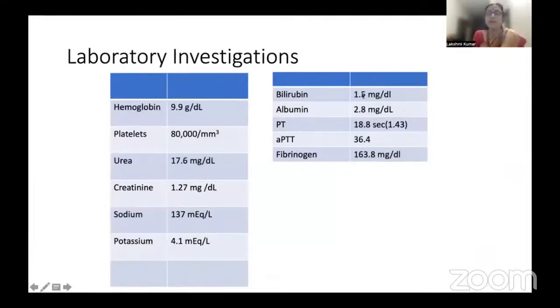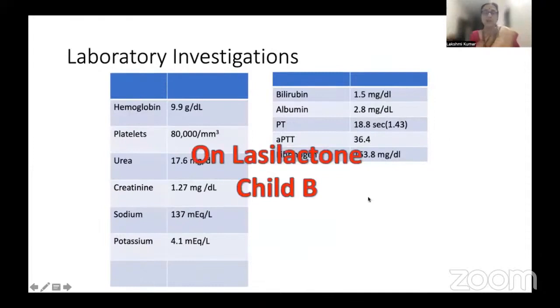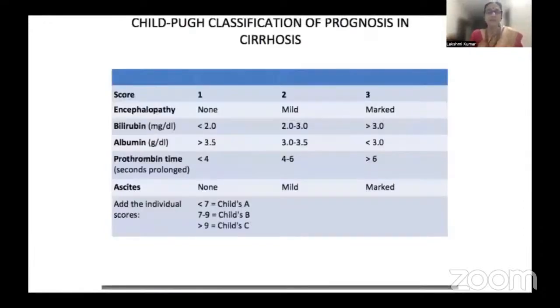Bilirubin is about borderline, but the albumin is low, the prothrombin time, the INR, is elevated, the APTT is elevated, and the fibrinogen is a little low. He was at this point in time on spironolactone, and by a classification assessment, he fitted into a category of Child B cirrhosis.